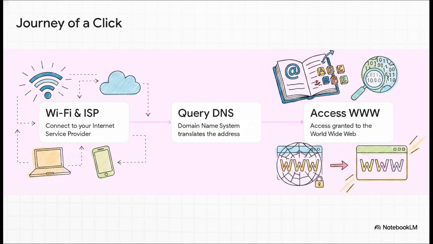Step 1, your device uses Wi-Fi, wireless fidelity, to connect to your ISP, your internet service provider. Step 2, your ISP queries the DNS, the domain name system. The DNS is basically the phone book of the internet, translating a website's name into a computer-readable address. And finally, Step 3, you're granted access to the www, the World Wide Web. And you know what's crazy? All of that happens in the literal blink of an eye.